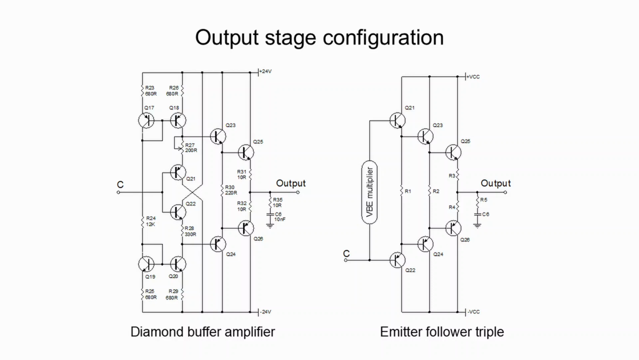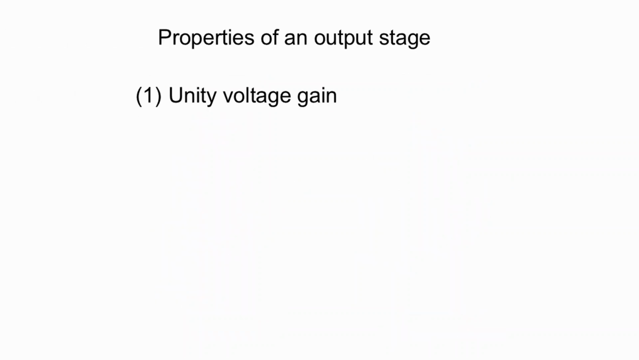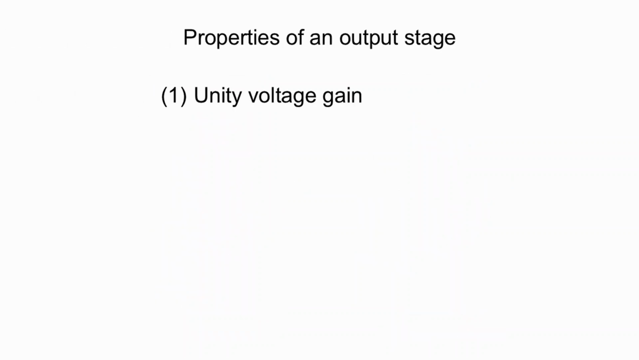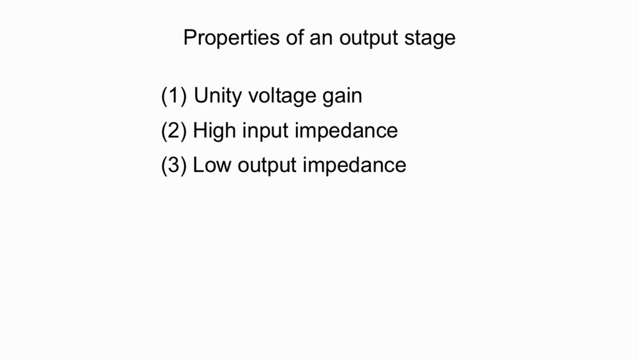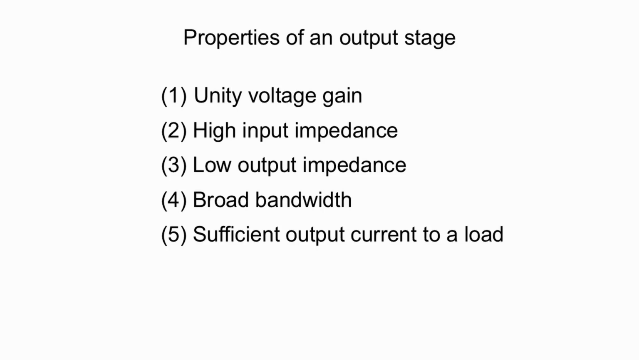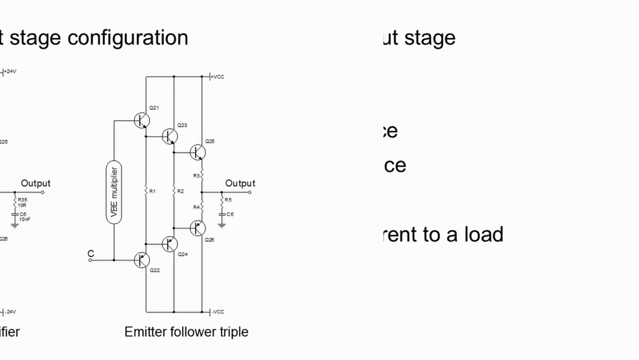The properties of a buffer amplifier include: 1. Unity voltage gain, 2. High input impedance, 3. Low output impedance, 4. Broad bandwidth, and 5. Sufficient output current to a load.